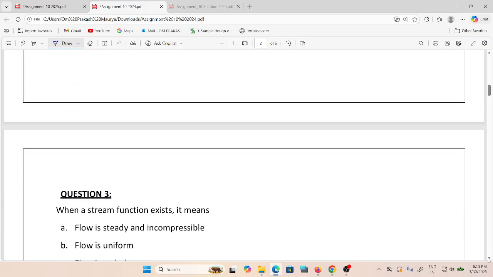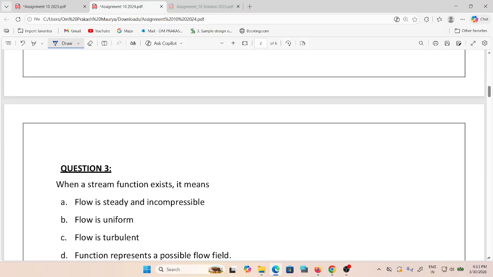Now the next question: when a stream function exists, what does the existence mean in the fluid? Option A, the flow is steady and incompressible; B, the flow is uniform; C, the flow is turbulent; option D, the function represents a possible flow field. So you have four options.